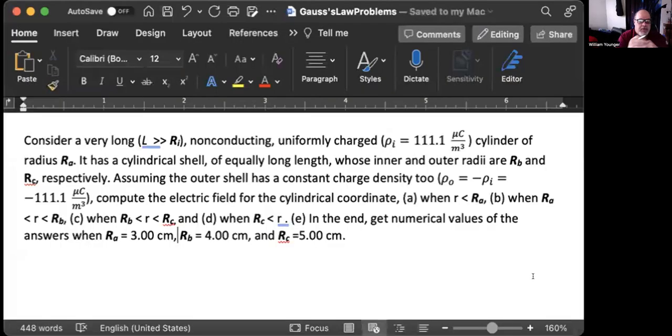So here's the problem, how it's written out. It says, consider a very long, and that means L much, much greater than R sub I. And I put an I there because I'm going to have three different radii, RA, RB, and RC. So I mean, way, way longer than any of those. So consider a very long, non-conducting, uniformly charged, rho I equals 11.1 microcoulombs per cubic meter cylinder of radius RA.